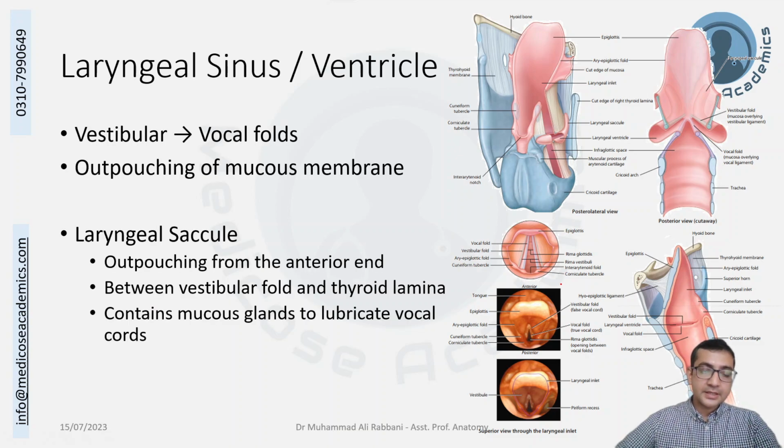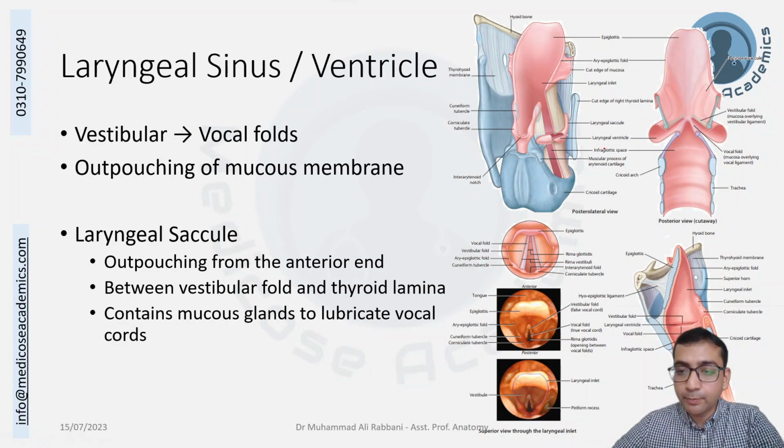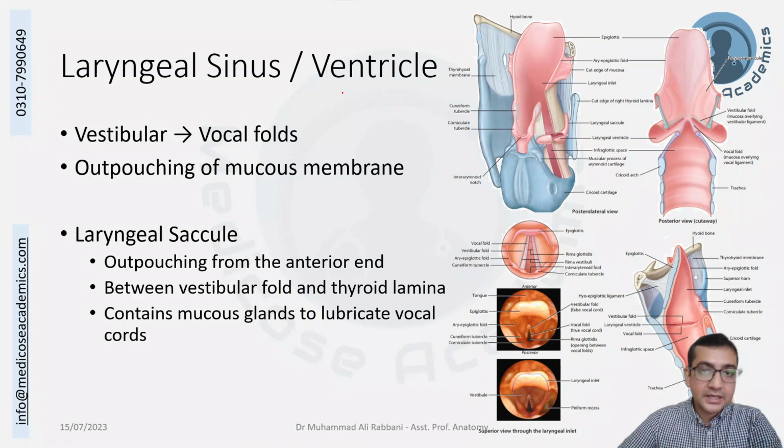Then there is the laryngeal sinus, or the ventricle. There were two sets of folds: the one above was the false vocal cords and the one below was the true vocal cords. The upper one is due to the quadrangular membrane, the lower one is due to the cricovocal membrane, and the space left between them is known as the ventricle or the sinus.